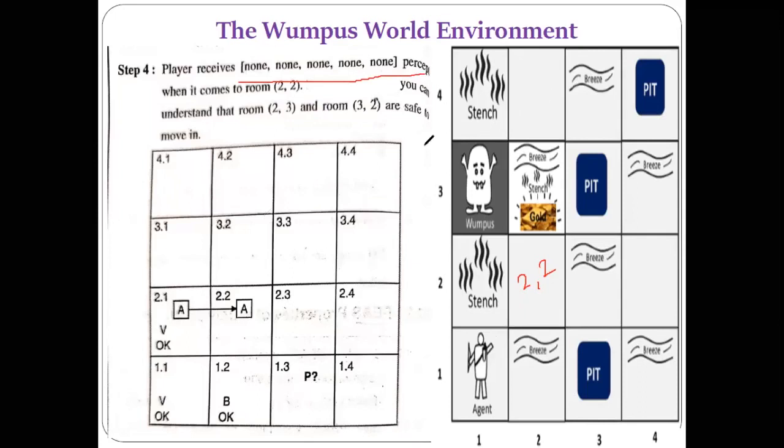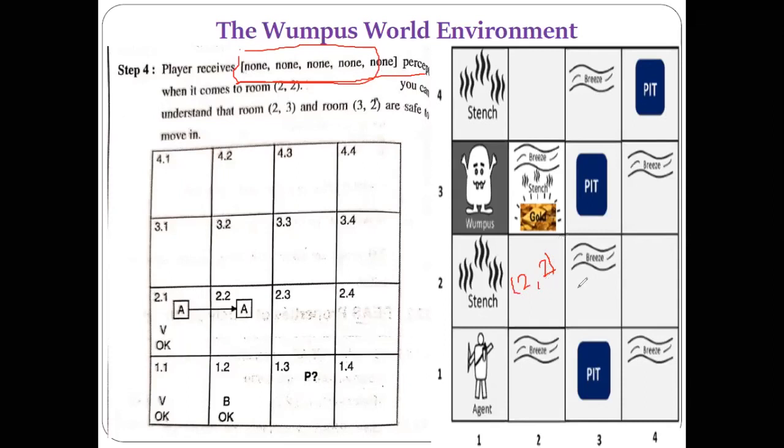Yes, in the room 2-2, he perceived this. What is its meaning? He received the perception as this in the room 2-2. Now tell me, there is no perception. Nothing perception means what? He can move in any room now. That is the meaning of that perception. Yes or no? Correct? Yes.